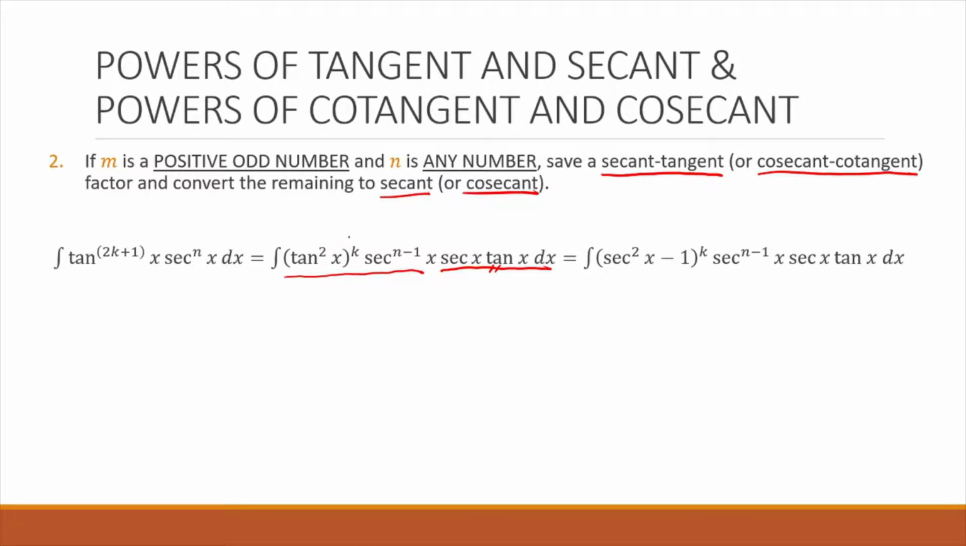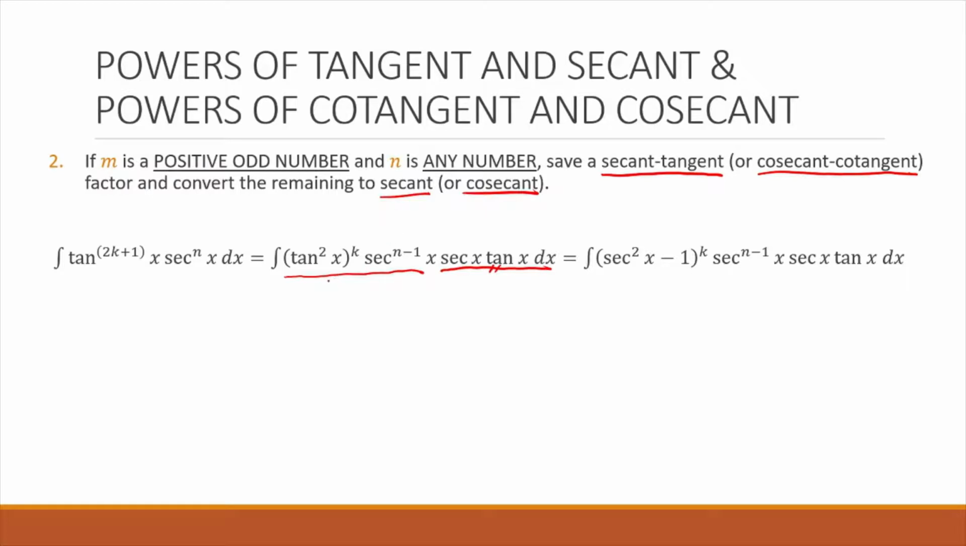Then, because of the power property, we can write tangent raised to 2k of x in this form, no? Quantity tangent squared x raised to k. Okay? And then, of course, secant raised to n, we factor out one secant x factor. So, subtract 1 from n, so it becomes secant raised to n minus 1. Okay? So, we'll check that later in the example.